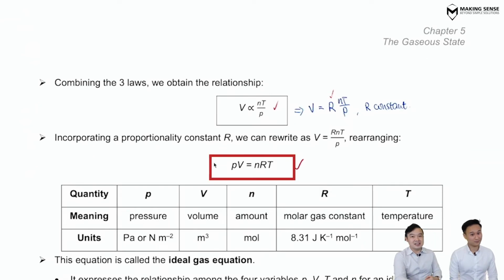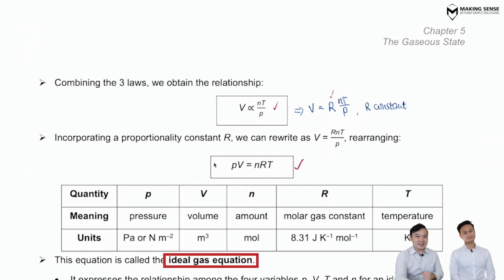PV equals nRT. A very popular formula. Now, this is called the ideal gas equation. Which means that only if you are an ideal gas, then you are going to obey this law very nicely.